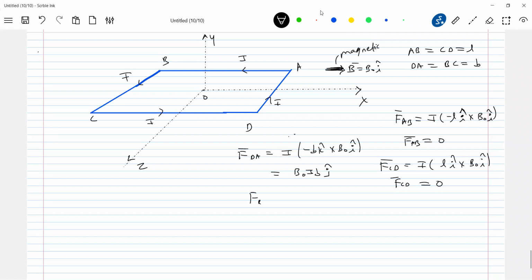Similarly, FBC should be equal to I times BC, b k cap, cross B naught i cap. Minus, this will be k cross i, and k cross i will be j. So minus B naught I b.